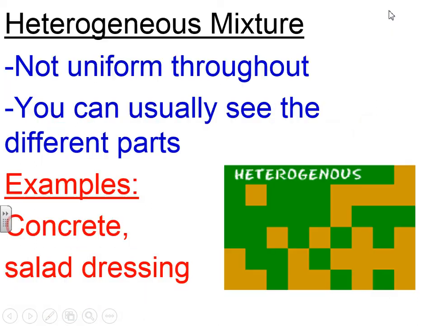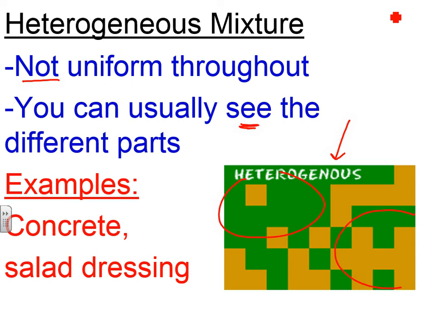Whereas a heterogeneous mixture is a mixture that's not uniform throughout. It's not perfectly mixed, and you can usually see the different parts of a mixture. So an example with our checkerboard is, you notice you have more green on the left side here of the checkerboard, you have more yellow on the right side, so it's not perfectly mixed, and that's the whole idea.